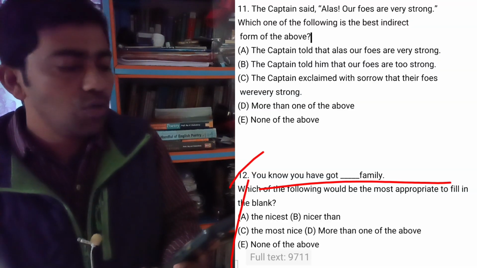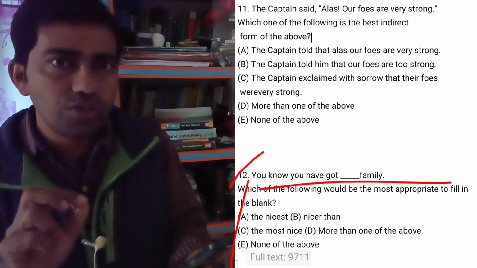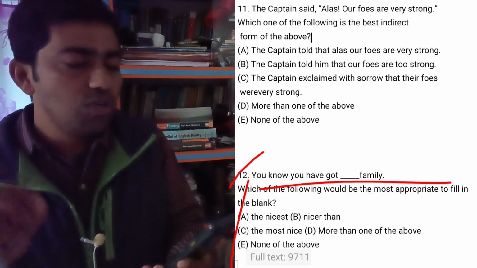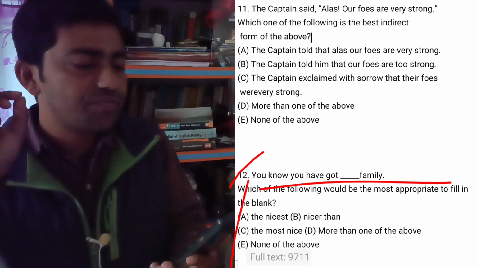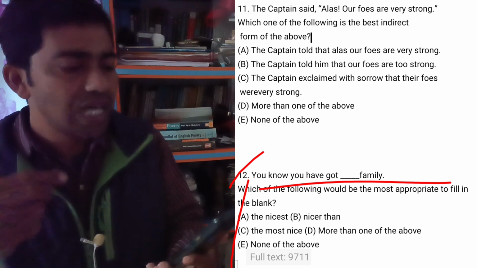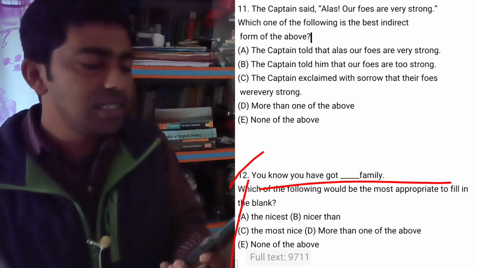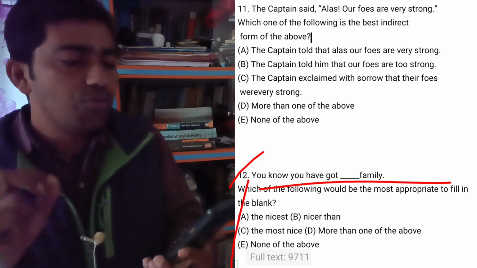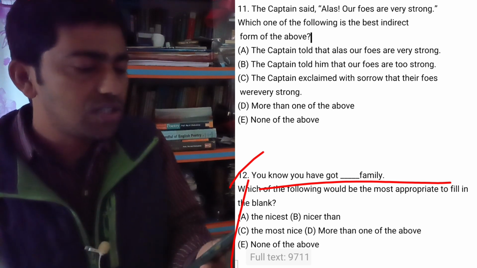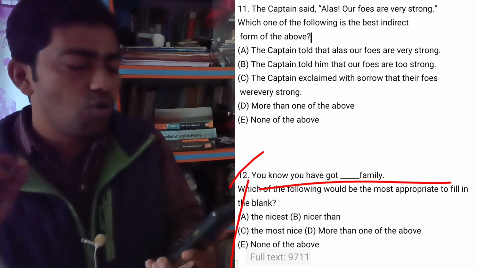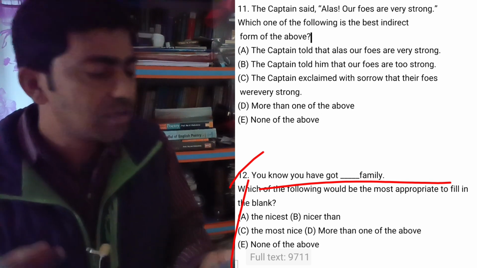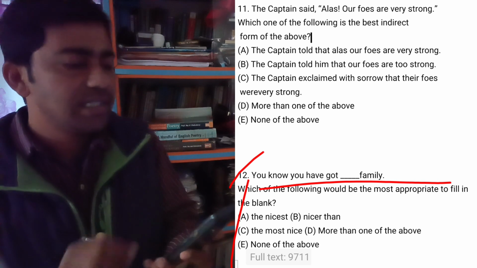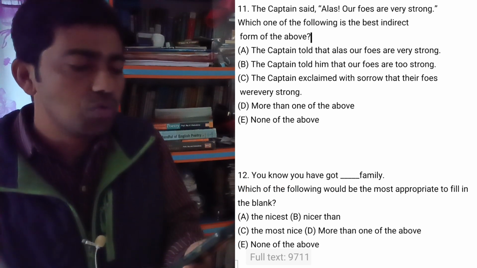You have got dash family. So you need to put the appropriate option from the below mentioned options to fill in the blank. The blank would be filled by the richest, nicer than, the most nice, more than one of the above, none of the above. You can go through the line minutely to answer these grammatical questions.